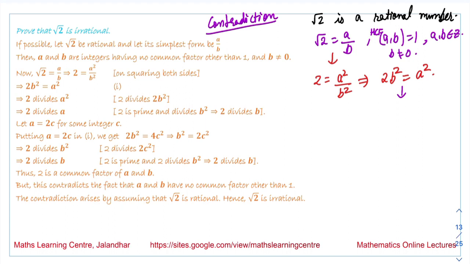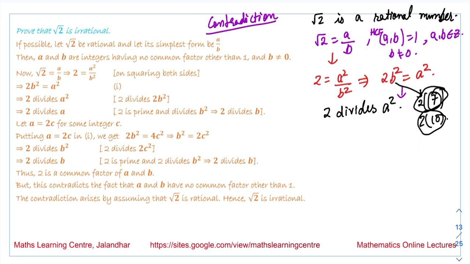That 2 divides a square. Why are we saying so? Because a square is equal to 2 times b square. It means whatever the value of b is, suppose b square is 7, then the value of a square is 2 times 7. If the value of b square is 10, then the value of a square is 2 times 10. So it is always a multiple of 2. It means 2 divides a square.